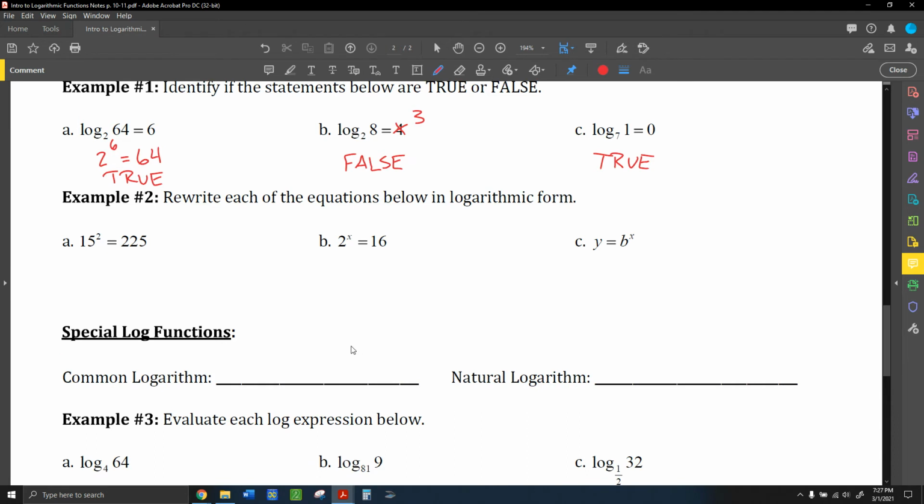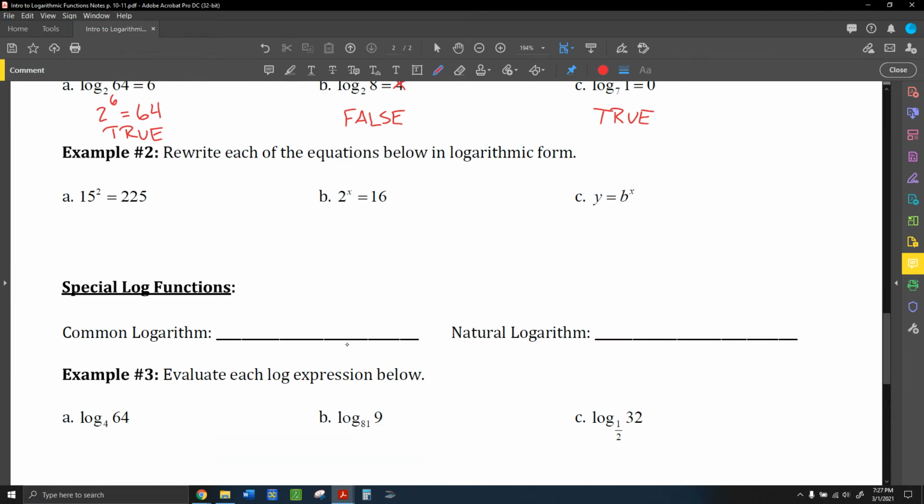All right, let's go ahead and rewrite some of these exponentials as logs. The base of our exponential is the base of our log. So log base 15. The argument of the log is what the exponential evaluates to, so 225. So log base 15 of 225 is equal to 2. Or in other words, what power do we raise 15 to get to 225? The answer is 2.